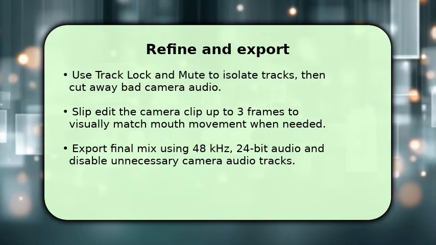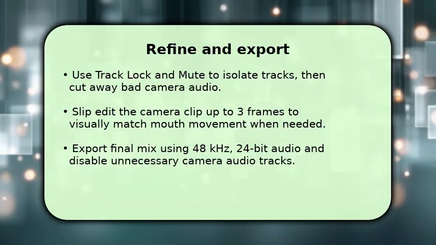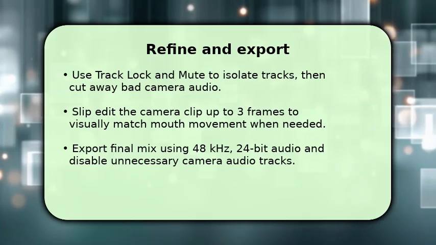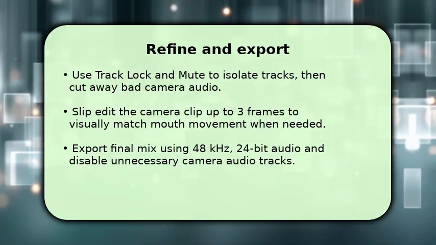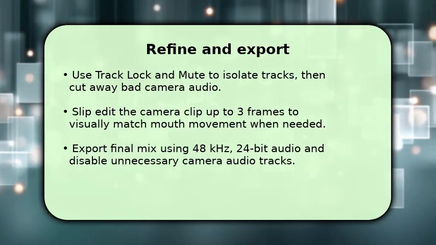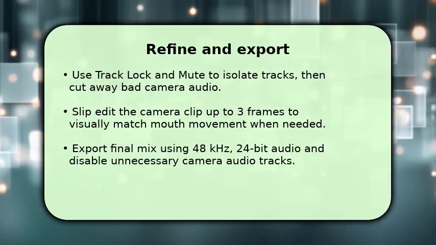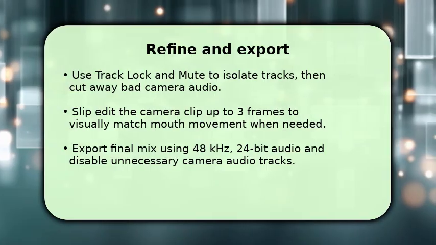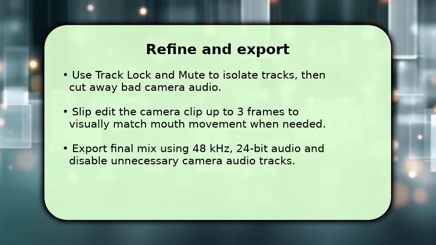After automatic alignment, lock the external audio track and mute the camera's onboard audio track, then play back to check for drift over 30 to 60 seconds. If you notice a small offset, use the slip tool or nudge the camera clip up to 3 frames to visually match mouth movement. Cut away or unlink and delete bad camera audio to avoid bleed.